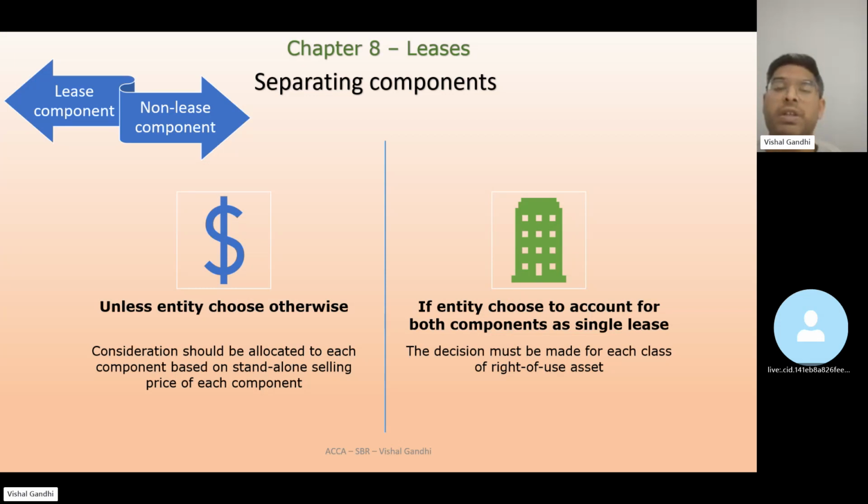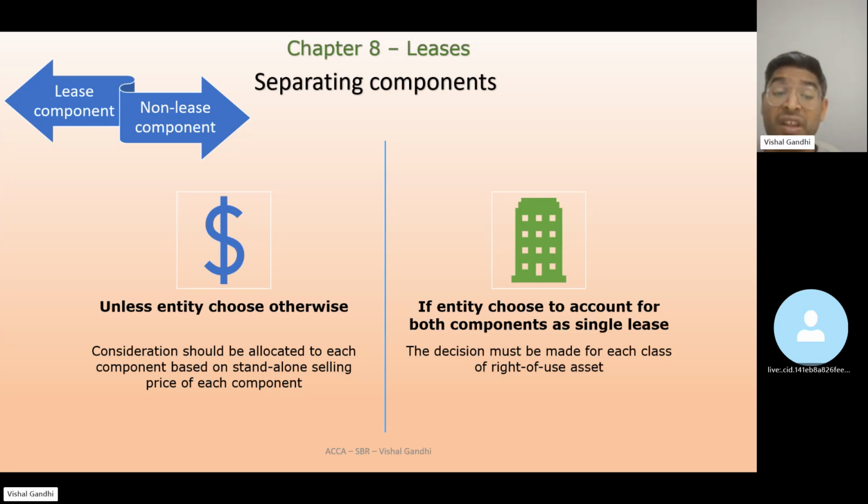Now, separating components. How can we separate the components? Some of the contracts might have a lease component and a non-lease component, like a lease contract and a service contract. Both are in the same contract. So how can we separate them, or whether we need to separate them? There is a choice given. Either the entity can choose to separate them or the entity can choose not to separate them. So there is a choice given to the company.